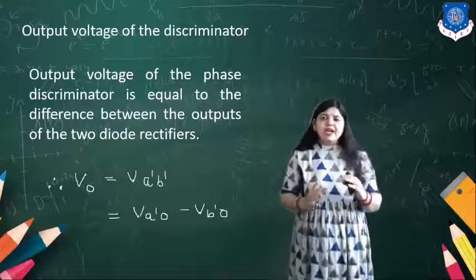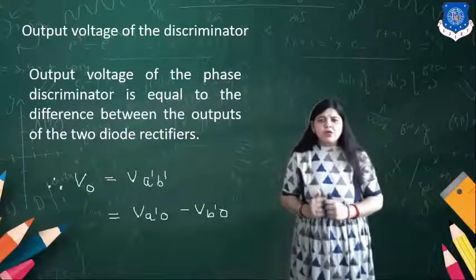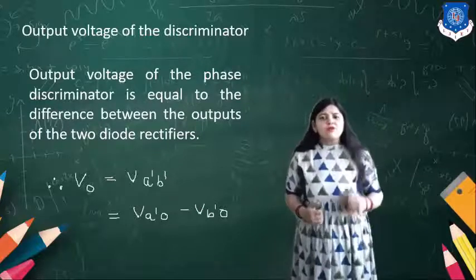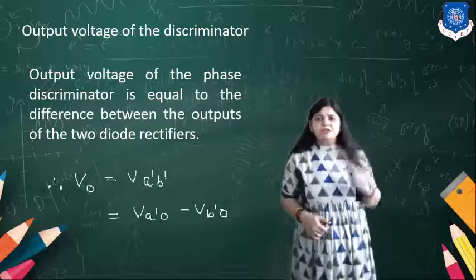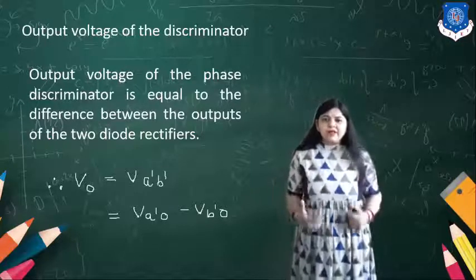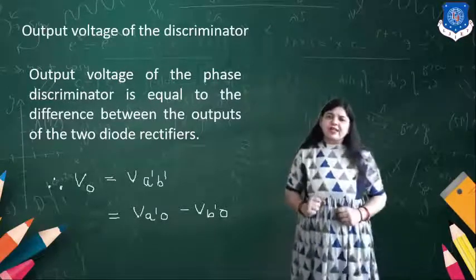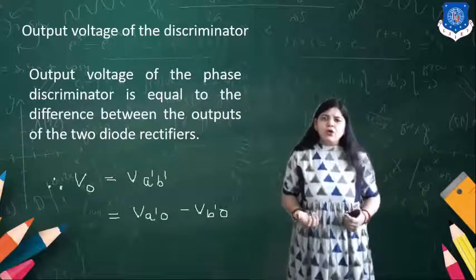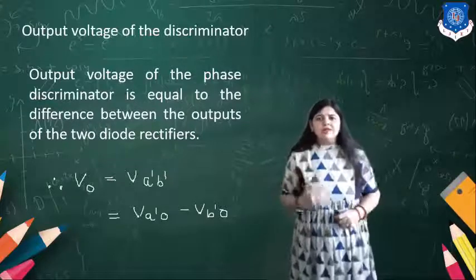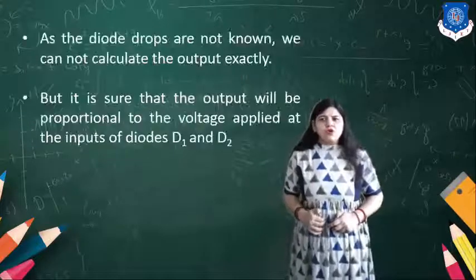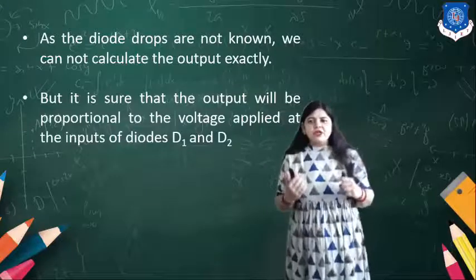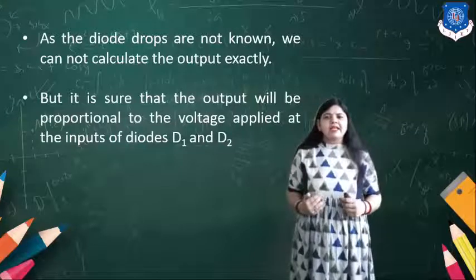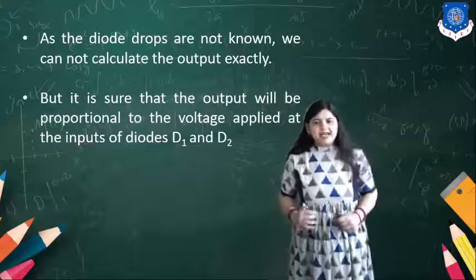Now, it is divided into the upper half, which is the positive one, and the lower half, which is the negative one. So when you find VA'B', it is the difference between the upper half that is positive, VA'O, minus the lower half, that is VB'O. Okay, so now, as the diode drops are not known, we cannot calculate the output exactly.